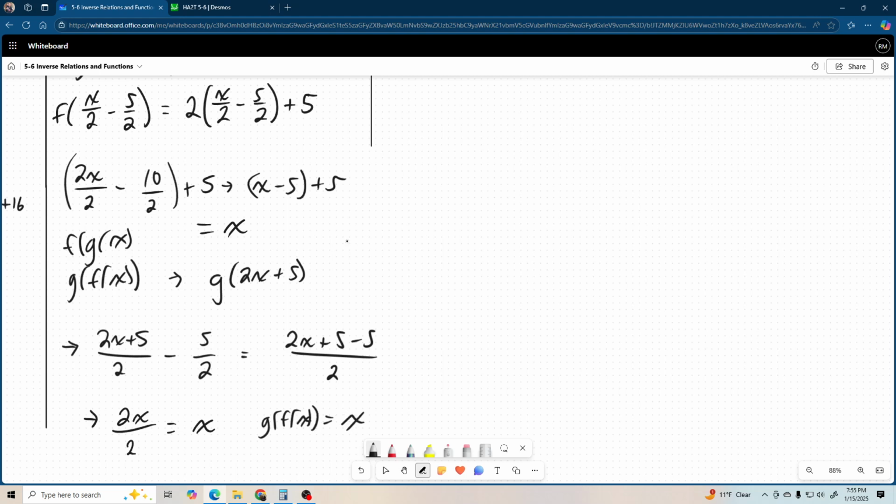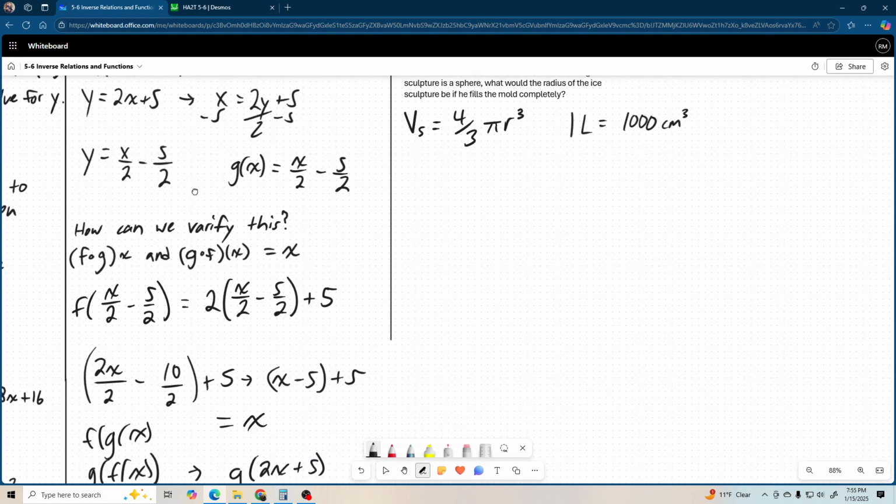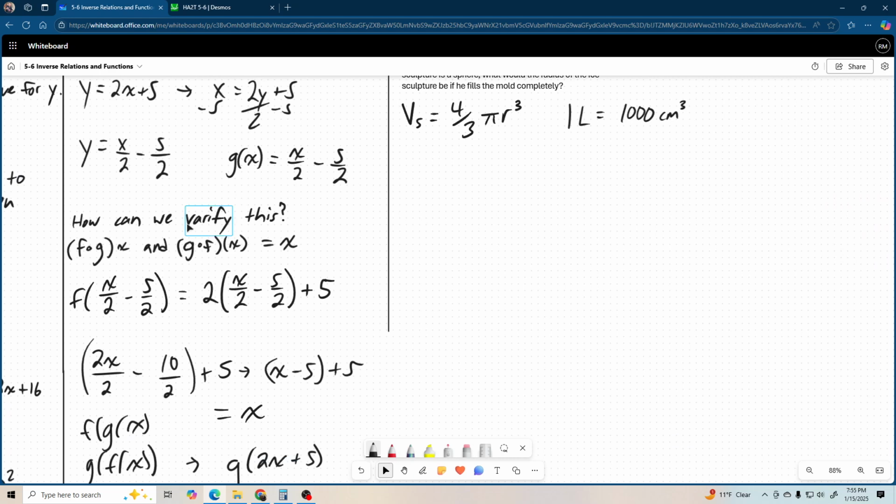And because both of these equal x, we can confirm that this is, in fact, an inverse function. Which, like I said, we already knew from the beginning. We're the ones who said that it was an inverse function, right? But this is our way that we can verify. So this is how we check our work, if you want to look at it that way.